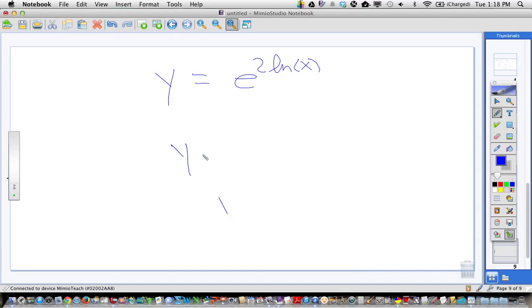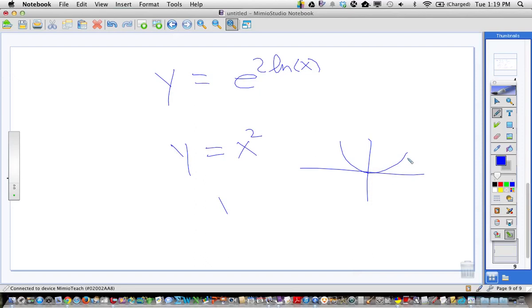Well, what did we say that simplifies to? It simplifies to that, right? Because the 2 goes up into here, and then the e and ln kind of undo each other, so you end up with y equals x squared. Well, hopefully we all know what that looks like, right? And so it makes that a very easy problem.